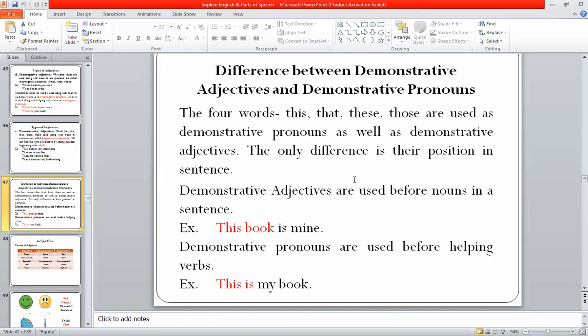Wait, only one second. I have to mark your presence.